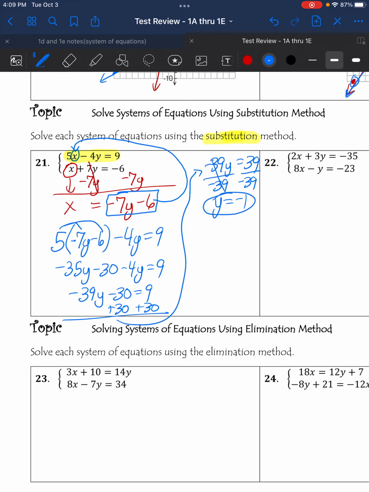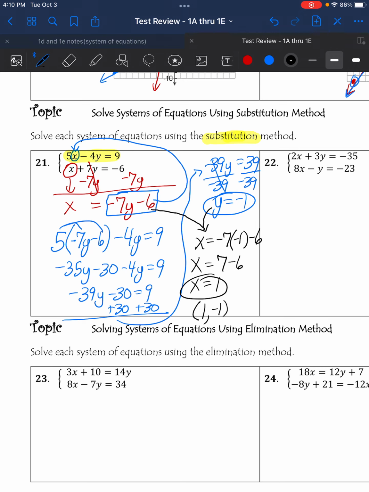Cool. We got the y value. Now we got to get the x value. Easiest way to get the x value: use the equation that works best for you. This one already says x equals, so that's why I'm going to use it. But you can use any of the equations you want. It does not have to be the one I'm choosing. The cool thing is that any of the equations will come up with the exact same answer. So negative 7 times negative 1 is 7. 7 minus 6 is 1. So my x value is 1. My y value is negative 1 from up above.